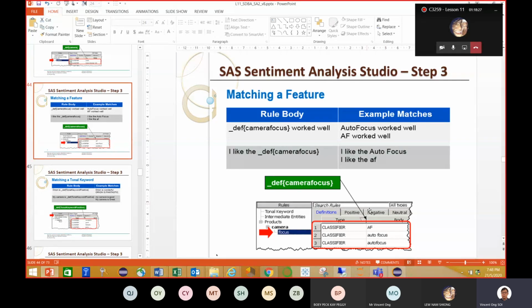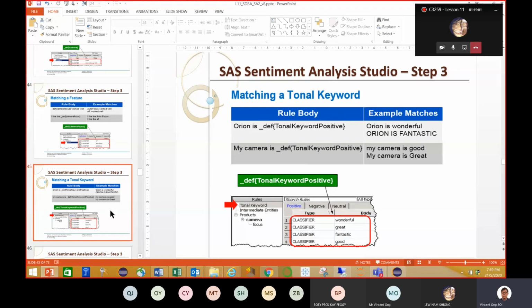So if I have a text like autofocus, it will be matched. Or AF, it will also be matched. Same thing as this one. Whatever autofocus, matching. So this is just defining a certain pattern that I'm looking for to be very specific, so that I can be sure that it's a positive. This particular example.